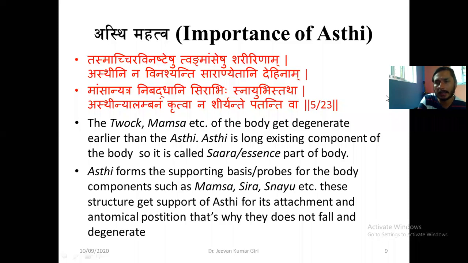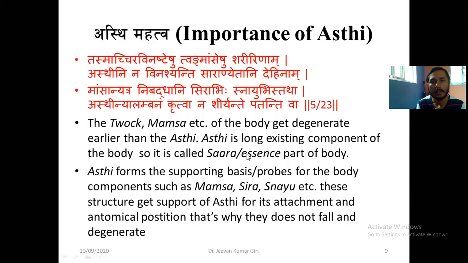So the asthi is considered as the sara of the body, or the core, the main essence part of the body. So that is the sara, that is the mula, isn't it? Have you seen? If some animal dies, the muscles and everything decompose quickly, and only the bone remains for a long period of time, isn't it? That is told by this sloka. Due to the long-existing nature of the asthi, it is considered as the sara, or essence part of the body.